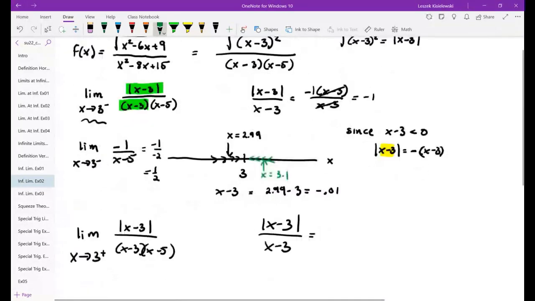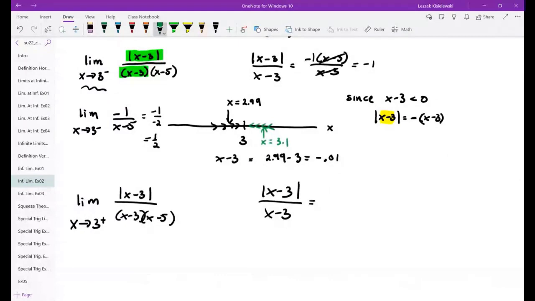So it'll be positive. So we can say that the absolute value of x minus 3 is simply x minus 3, since the argument of our absolute value is positive. So we just drop the absolute value bars. Okay. So now this would reduce to just 1.